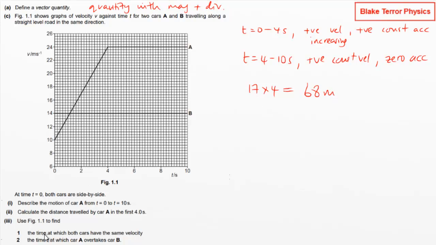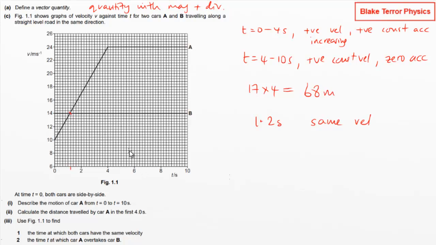Use figure 1.1 to find the time at which both cars have exactly the same velocity. The time at which both cars have the same velocity and the time at which they overtake. Right, so they've got the same velocity at whatever that point is, which is really hard to read off there. It looks like it's 1.2 seconds, maybe, if I've read that okay. So at 1.2 seconds, we've got the same velocity. I was already jumping ahead of myself, thinking they were going to ask when they overtake.